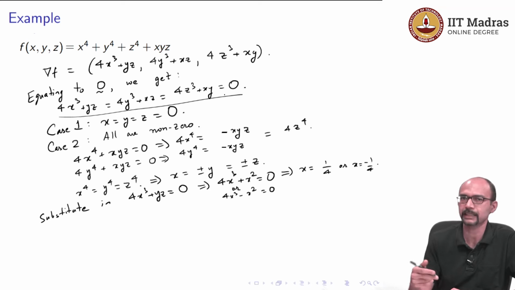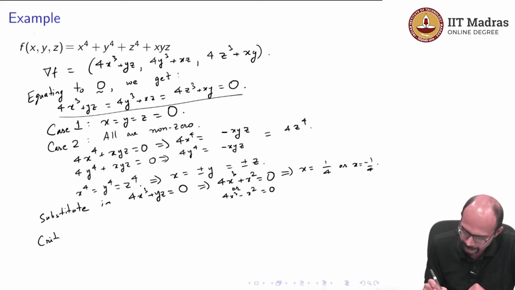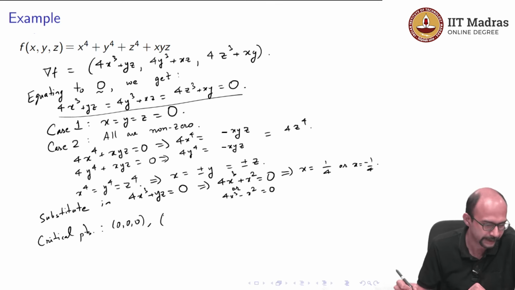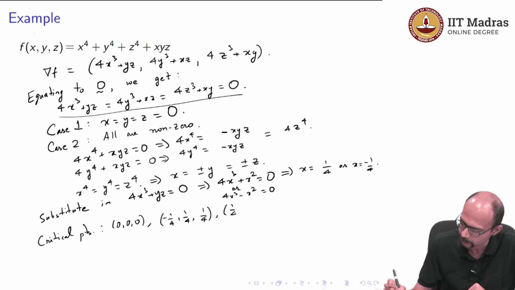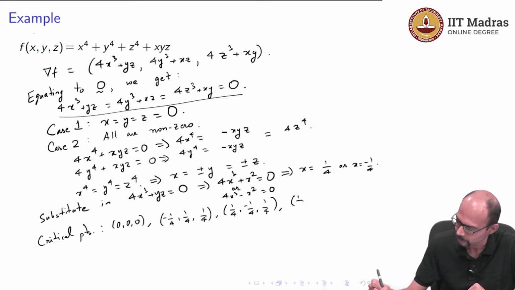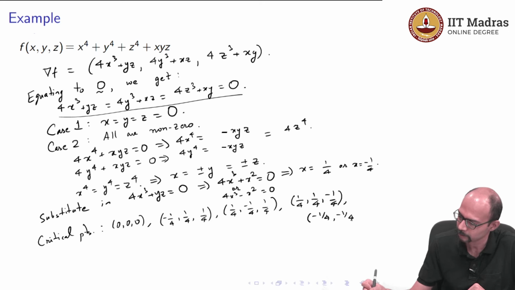So, then you have to back check for what values these are satisfied, and if you do that, you will get your critical points as (0, 0, 0), which was case 1, and then from here we will get (1/4, 1/4, 1/4), (1/4, -1/4, 1/4)... (1/4, 1/4, -1/4), and finally (-1/4, -1/4, -1/4).